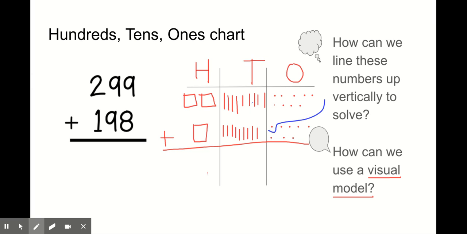So I circle them and I move my new 10 over into the tens place. I still have some ones left over. 1, 2, 3, 4, 5, 6, 7. So I have 7 ones left over.